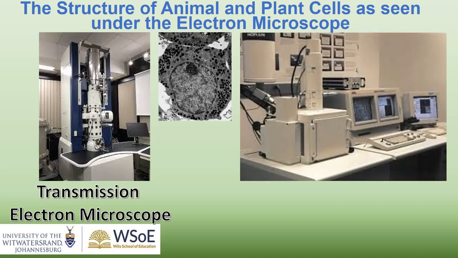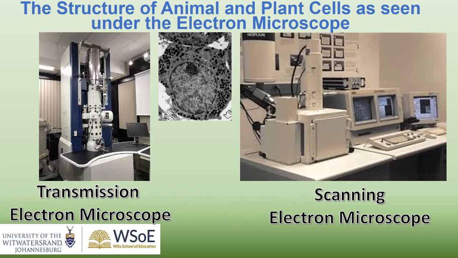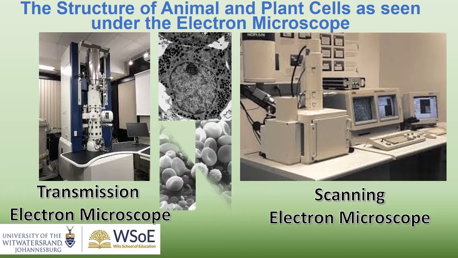Here is a scanning electron microscope. It's very different in structure because they work in different ways, but those are the kinds of images you can see from the scanning electron microscope, where you get to see the whole structure. Look, that is blood cells, so animal cells there. So you can see you can get different images from both the transmission electron microscope and the scanning electron microscope.